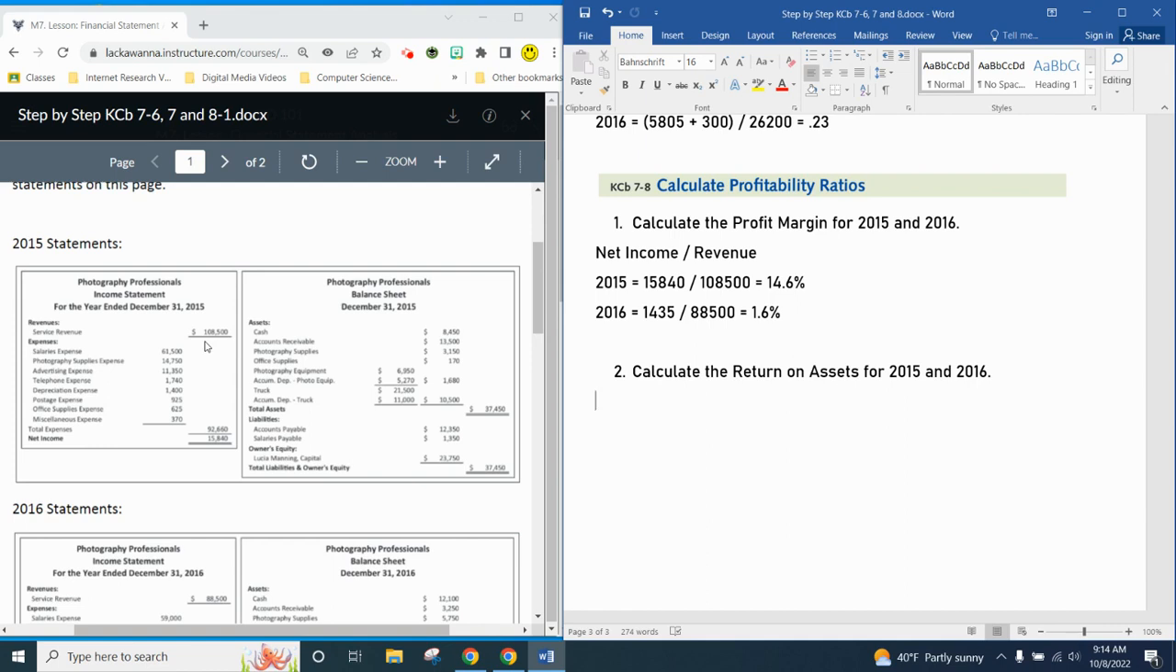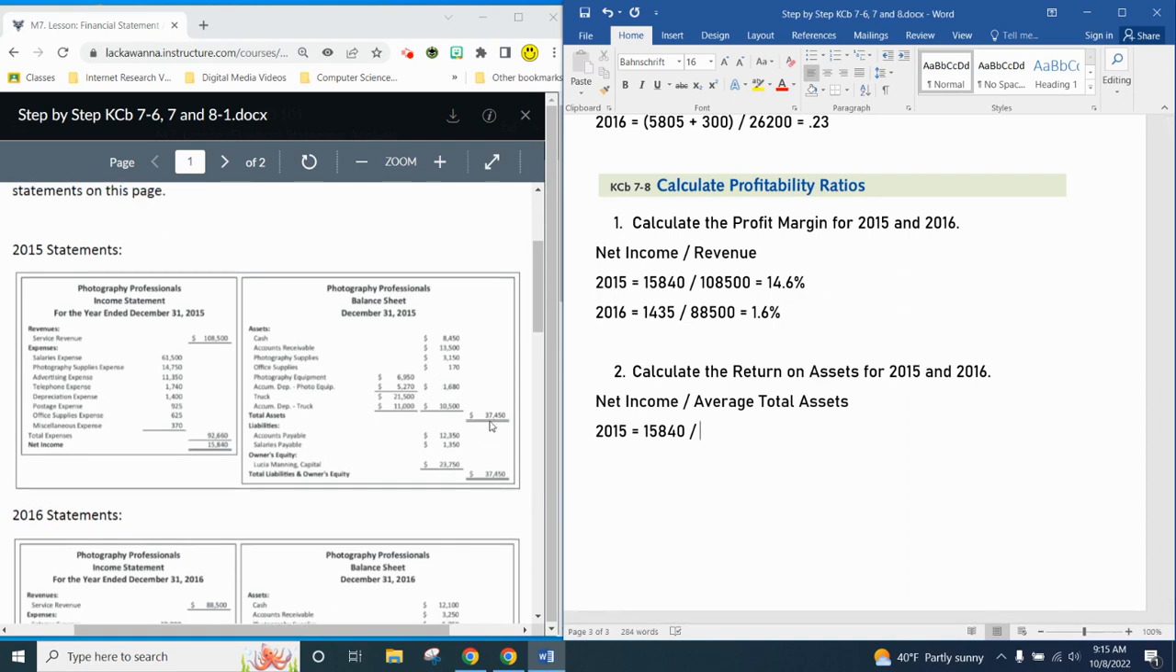And then our last ratio, calculate the return on assets for 2015 and 2016. Net income divided by average total assets. Okay, this one's a little bit different than the others, not quite as straightforward. If we look at 2015, our net income was 15,840. Okay, we're going to divide that by average total assets. What they mean by average total assets is taking the assets of the current year that you're calculating and adding it to the assets of the previous year and divide by 2.